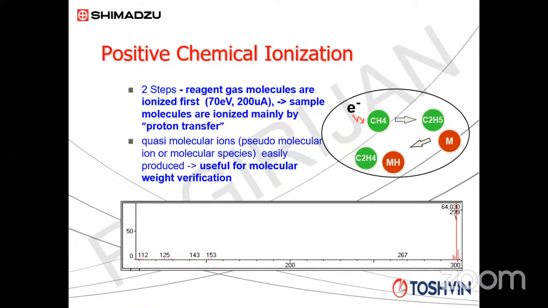So if you take M plus 1 minus 1, it is equal to M. So 299 minus 1 is equal to 298. 298 is the actual molecular weight of methyl stearate. So without any problem, you are getting the actual molecular weight of the compound. That is why positive chemical ionization is used only to understand the molecular weight of the compound. It is not used for qualitative identification or library search. It's only to understand the molecular weight of the compound.